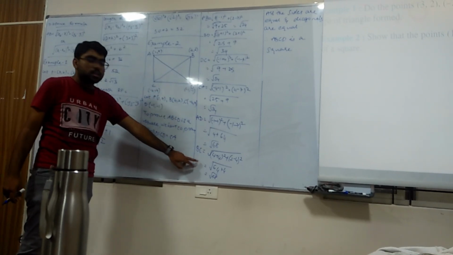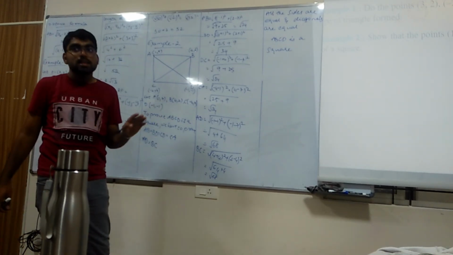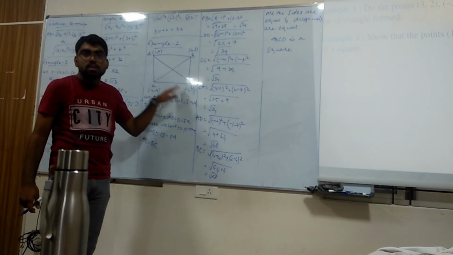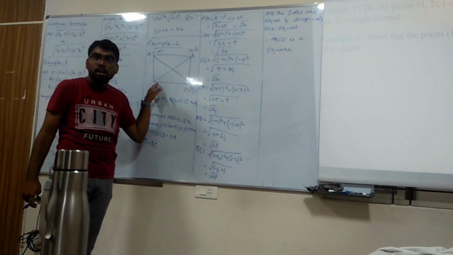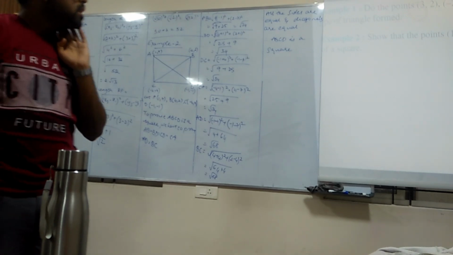Now, BC considered, it will be root 68 when you solve. However, you will understand that no, C won't come here, C will come here. Okay? Clear?